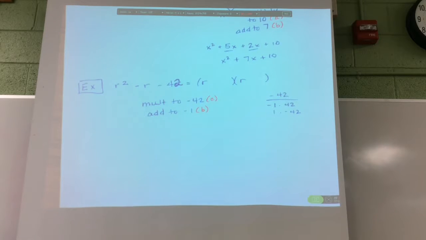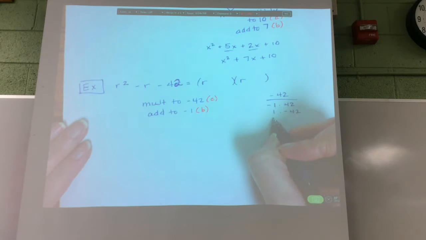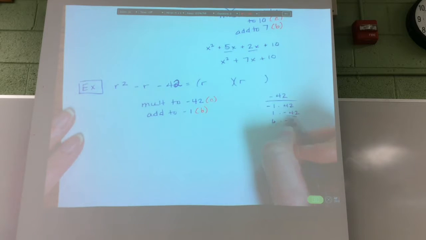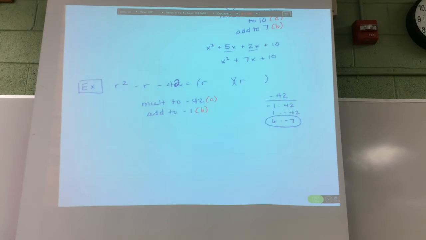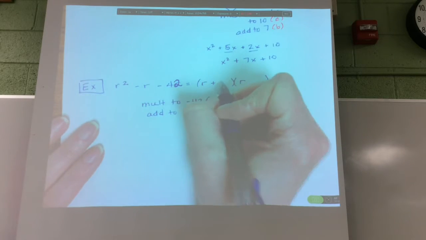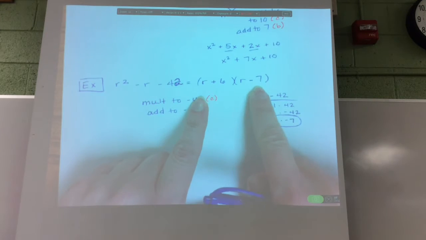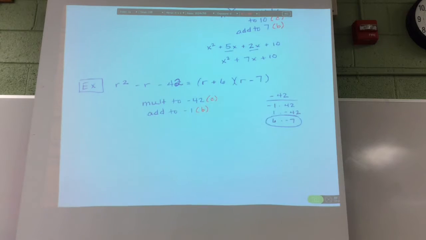What about positive 6 and negative 7? Let's try. Positive 6, negative 7. Yes, it multiplies to negative 42 and adds to negative 1. So plus 6 and minus 7. Now, if I put this one here and this one here, it's the same thing. The order of those two does not matter. You can switch them around however you like. Let's see if we can find one more to go over.